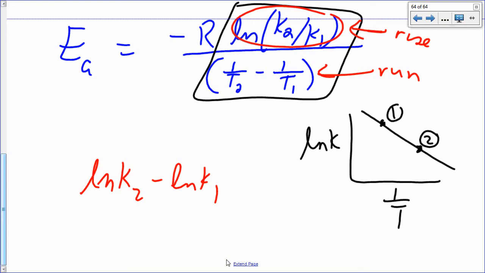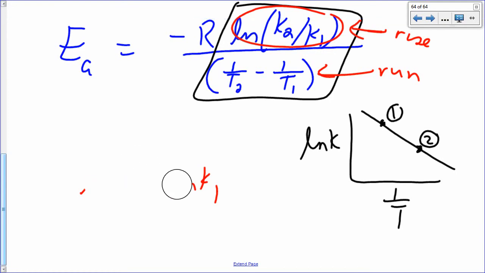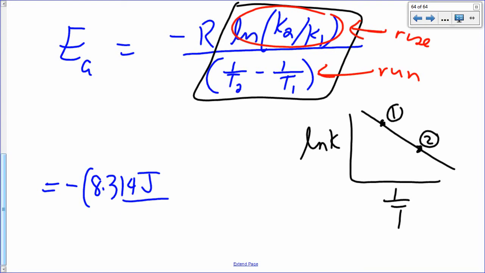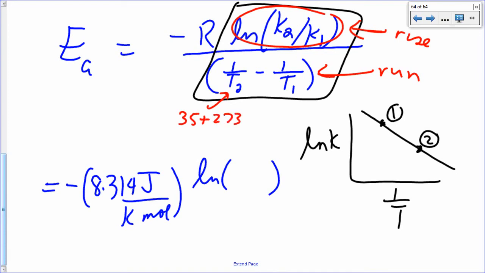So let's plug in the numbers here. You'd have negative R. What is R? 8.314 joules per Kelvin per mole. What's ln of k2 over k1? We're going to call T2 35 degrees Celsius, so that's 35 plus 273 Kelvin, which is 10 degrees higher than 25 degrees. And we're going to call T1 25 degrees Celsius, so 25 plus 273, that would be 298 Kelvin.